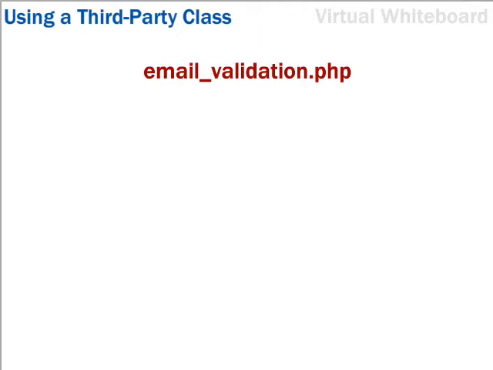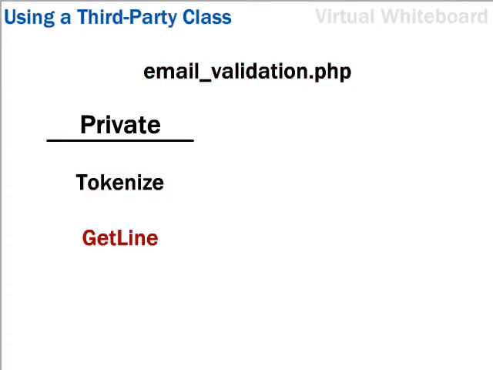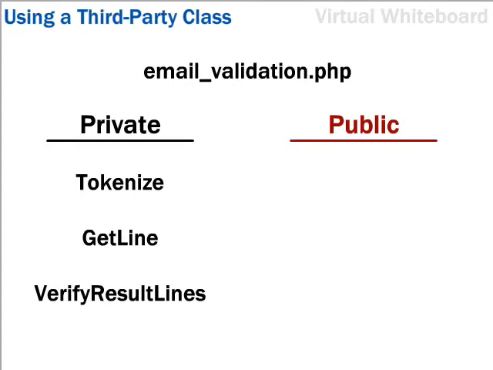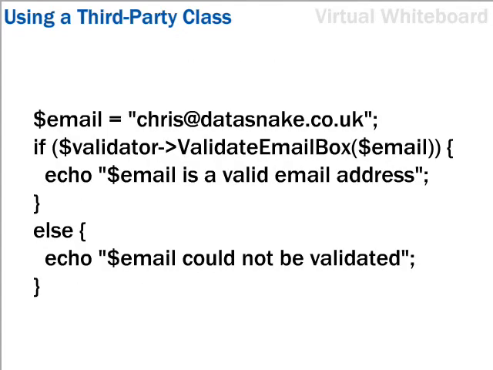The methods in email_validation_class are mostly private. You can't call them directly, but the internal code is made up of a set of functions. If you look at email_validation.php, you will see function definitions including tokenize, getLine, and verifyResultLines, but none of these are useful outside the object itself. The only public method in a validator object is named validateEmailBox, and when called, it initiates the email address validation of a string argument.